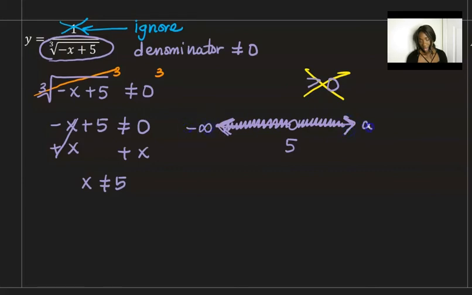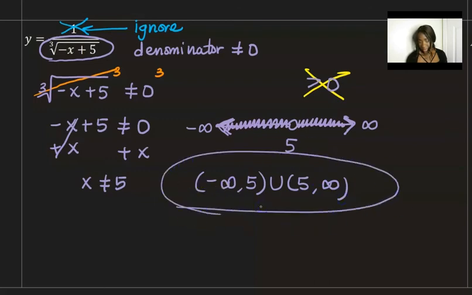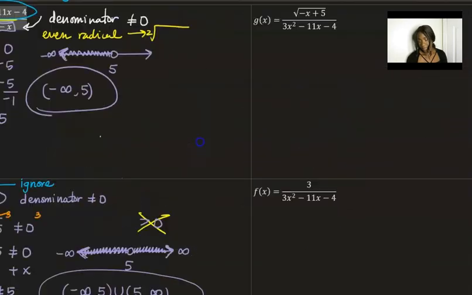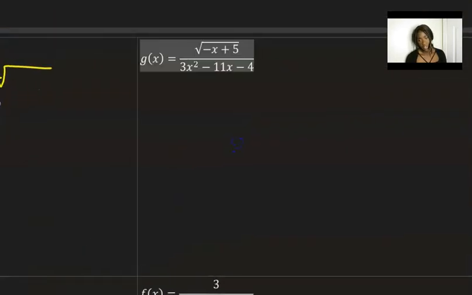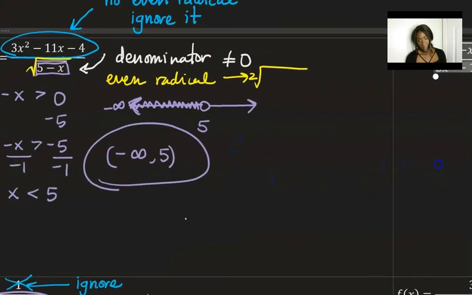So I'm shading everything else on the number line that starts at negative infinity and ends at positive infinity to see that my domain in interval notation is negative infinity to 5 and then 5 to infinity. So both of the 5s have parentheses because parentheses mean that it's excluded. It's being cut out of the domain.